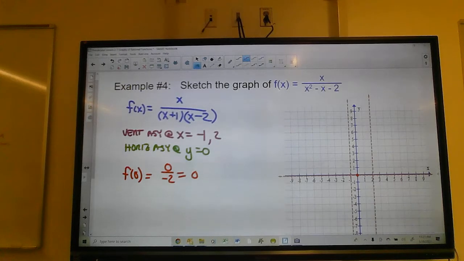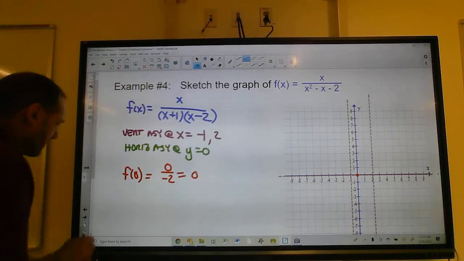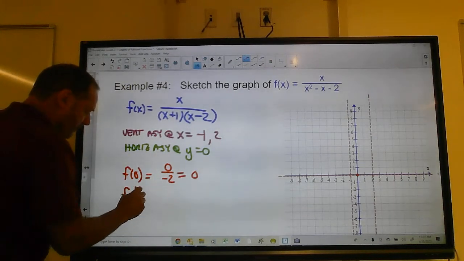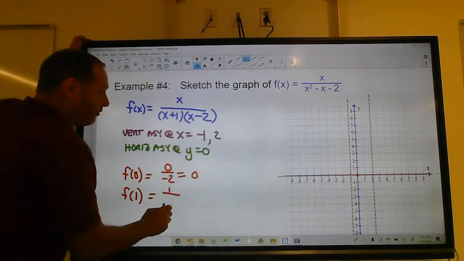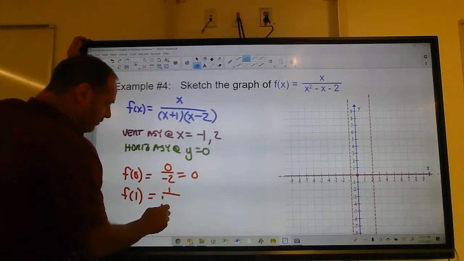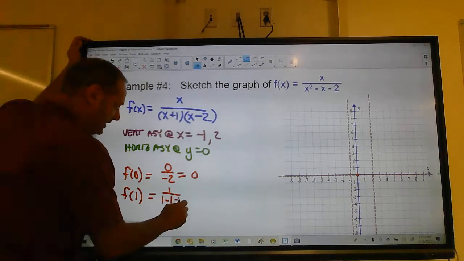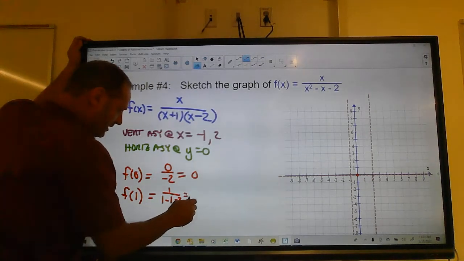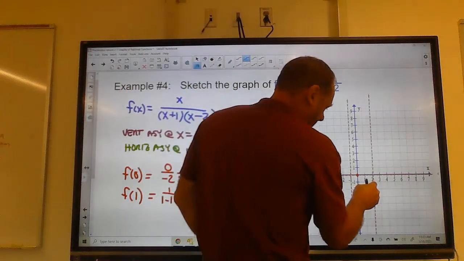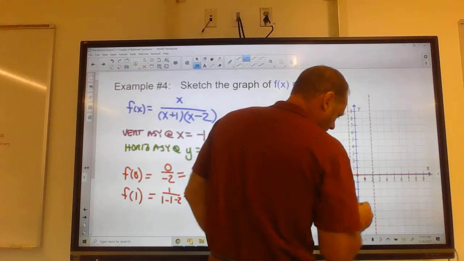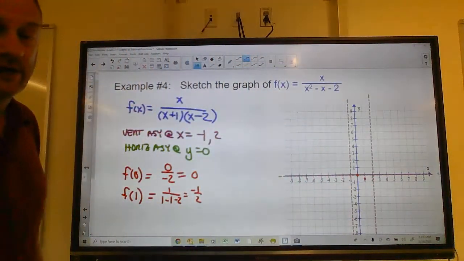Okay. So here's what I got to do. I got to find another point. So I'm going to find the point f of 1, because it's pretty easy to find. Okay. So that's going to be 1 over 1 squared, which is 1, minus 1 minus 2, which comes out to be negative 1/2. Okay, so f of 1 is negative 1/2. That goes right there.